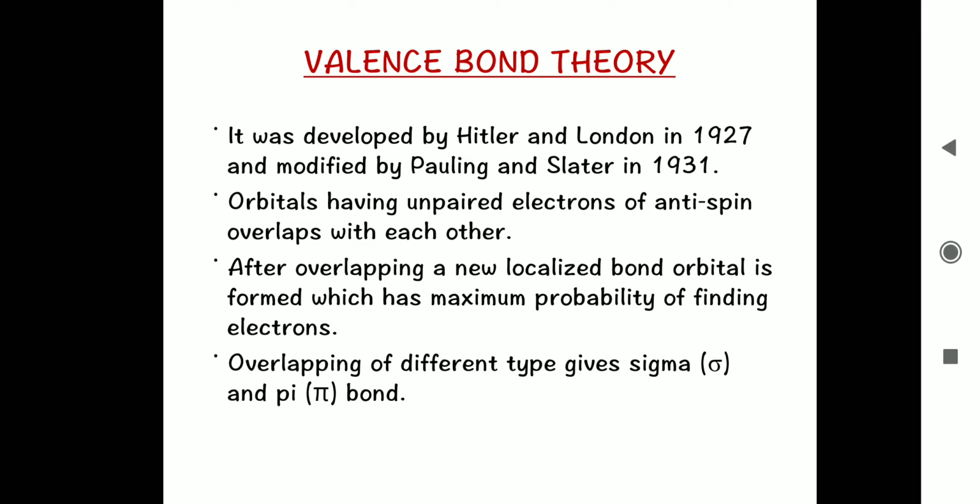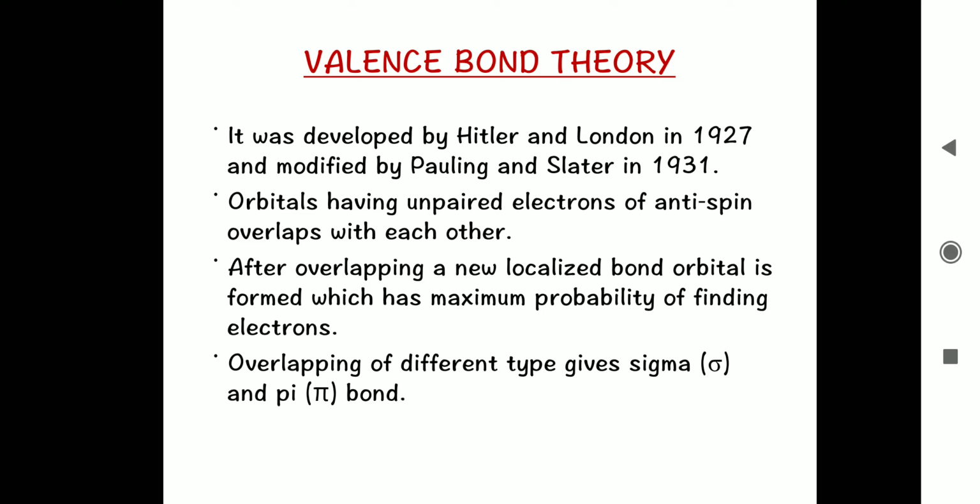Now, the overlapping of different types gives the sigma and pi bond. You all must be very familiar with the terms sigma and pi bonds. So, the Valence Bond theory was the theory which gave the concept of what is a sigma bond or what is a pi bond. This was the theory which gave an idea firstly of the sigma and the pi bonds.